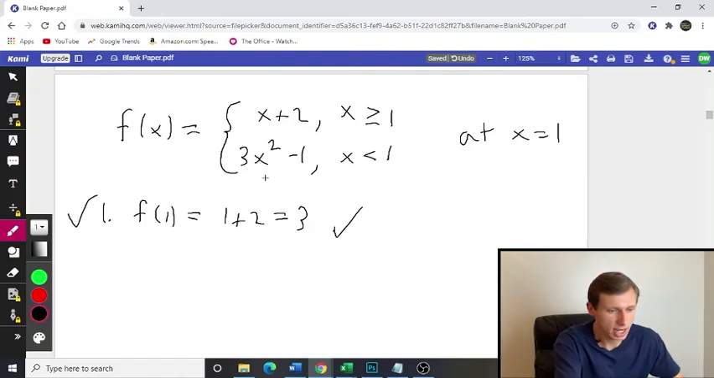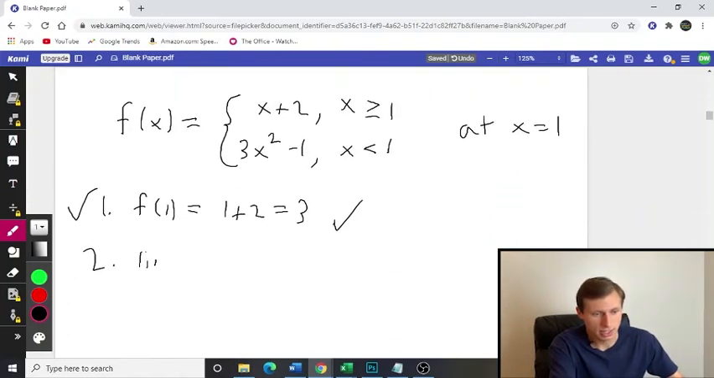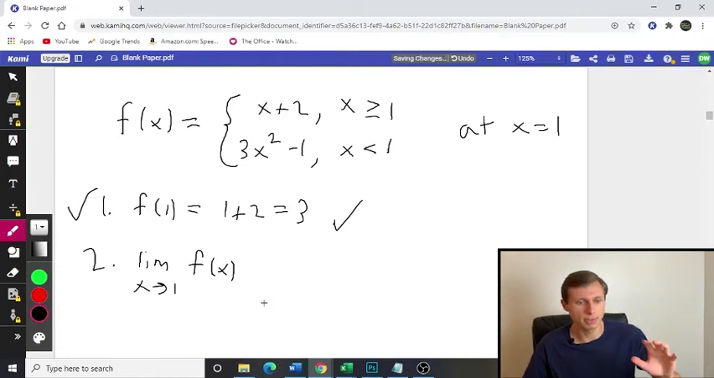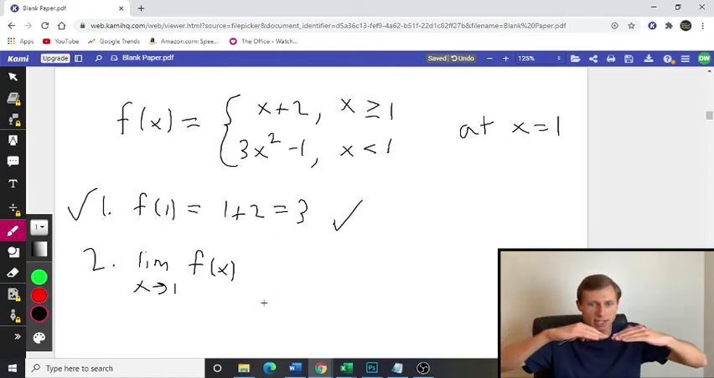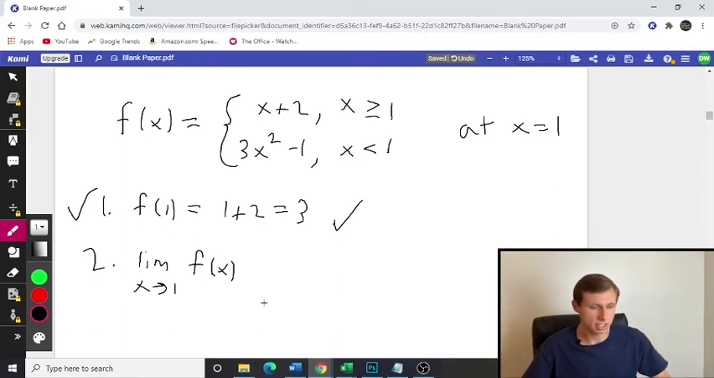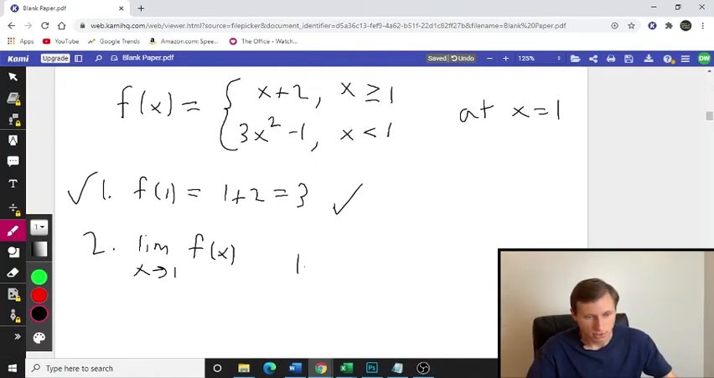Now for the second check, we need to see that the limit exists. That the limit as x approaches 1 of f of x exists. And since it's kind of tricky here, we have a piecewise function, and if we remember, it's going to have different behaviors from both sides, and we need it to come to the same point from both sides in order for this limit to exist. And this is when we're going to be using the left and the right hand notation. So, limit as x approaches 1 from the left, f of x.